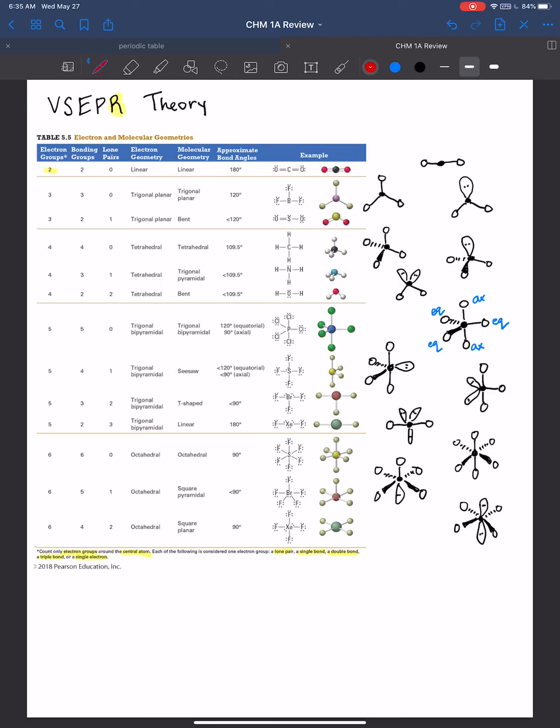So, polar is something that has a dipole moment, an uneven charge distribution. And I'm going to represent polar as a capital P here. Nonpolar is something that has a very even charge distribution.